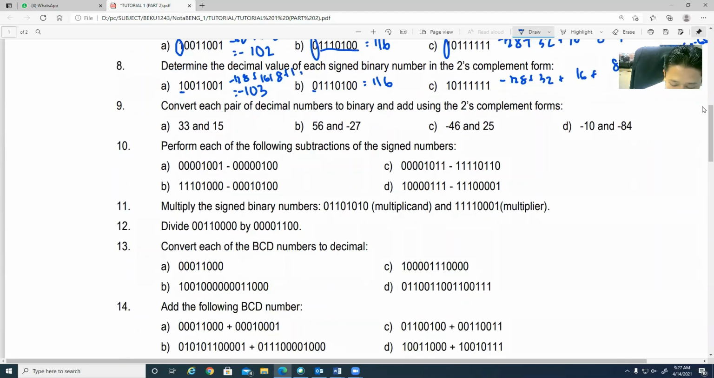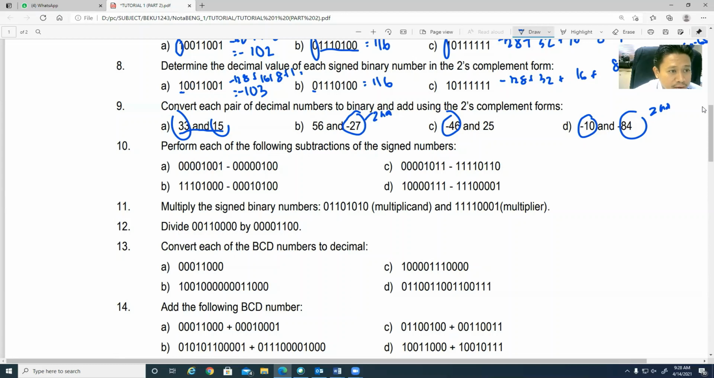Next, question number 9. I think this is straightforward, maybe you can try this one. First you have to convert into binary, and then just add. For example, we have 56 plus negative 27, so we have to convert using the second complement. Let's go for one example here, for example B, because this one is straightforward.